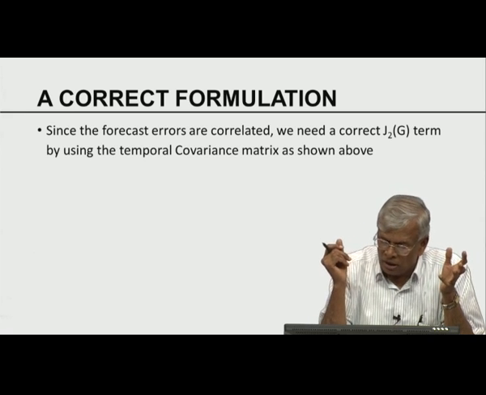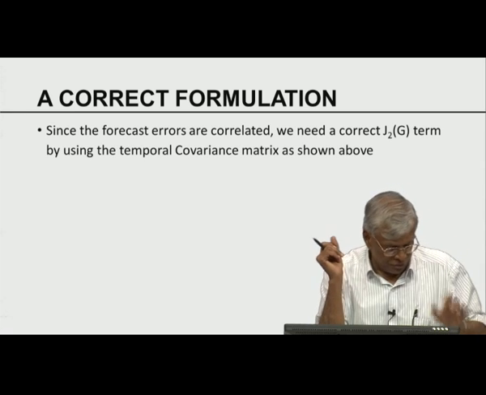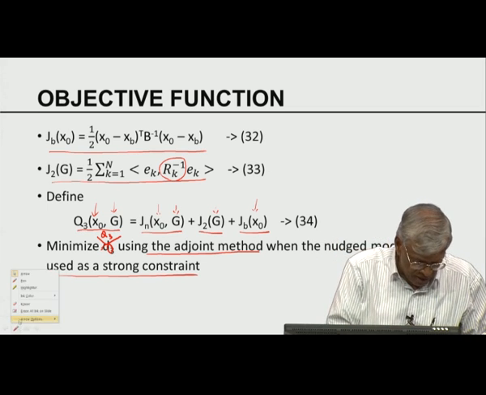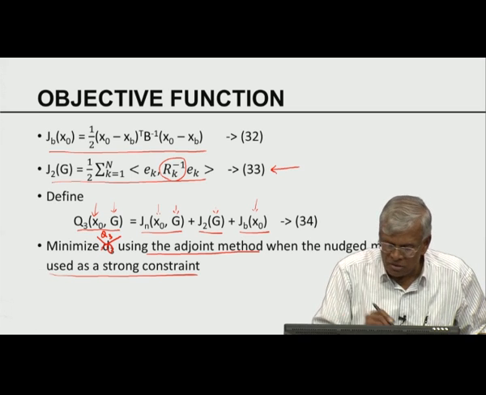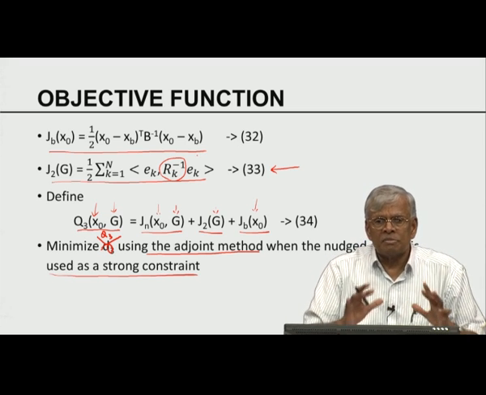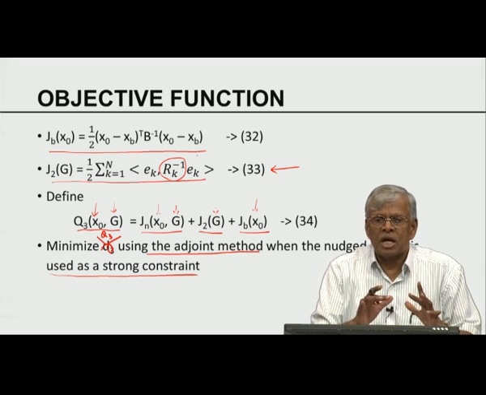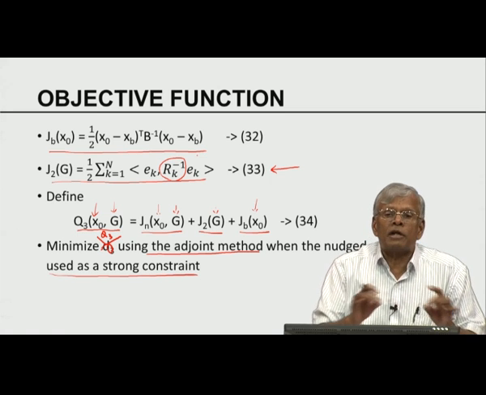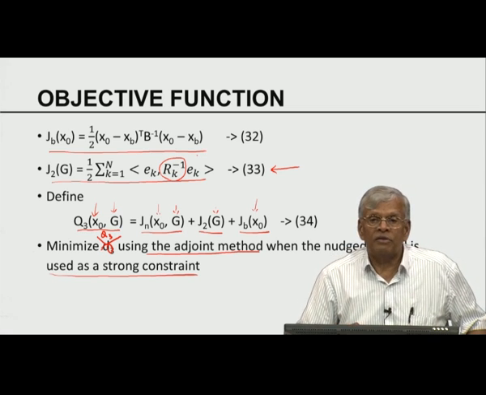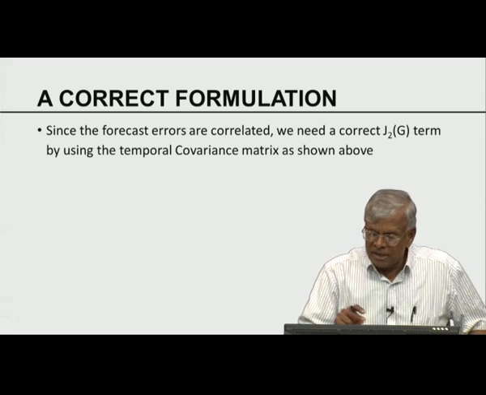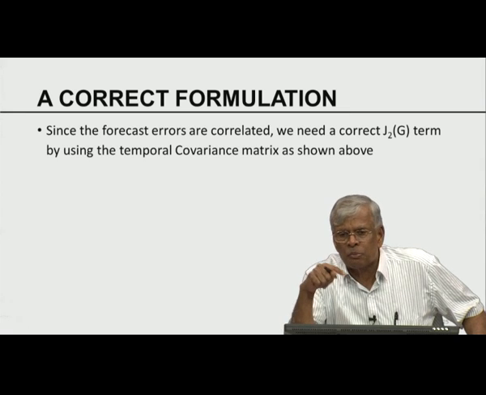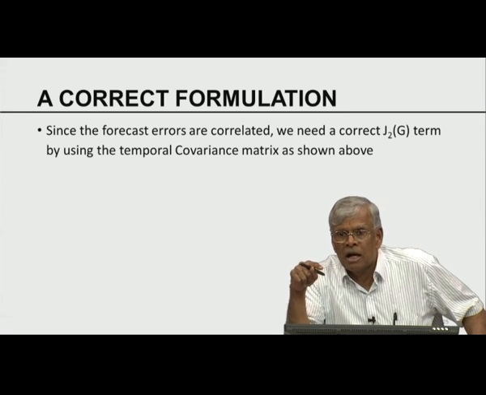Since the forecast errors are correlated, we need to correct J2 of g. Please understand we need to be able to correct J2 of g. J2 of g is given by 33. So this is what we talked about: the use of RK inverse. All the other terms are kosher. The only term that does not fit the bill is 33, because it relates to the total weighted sum of squared errors. The weighting is not appropriate, the weighting is incorrect. So we can again correct the weight function by appropriately computing the serial correlation.